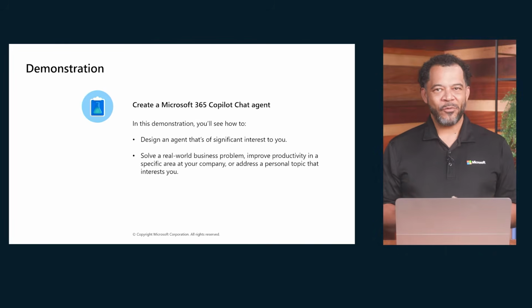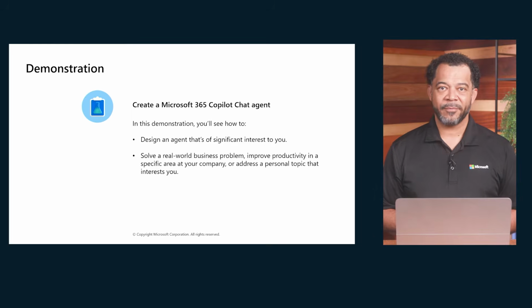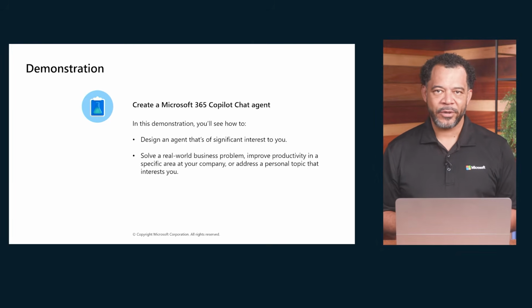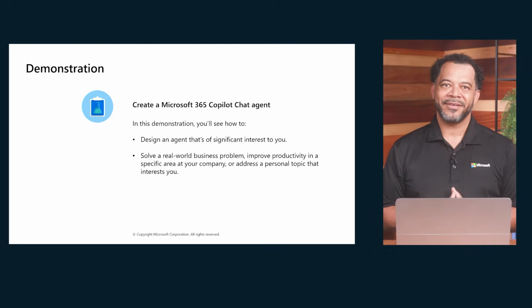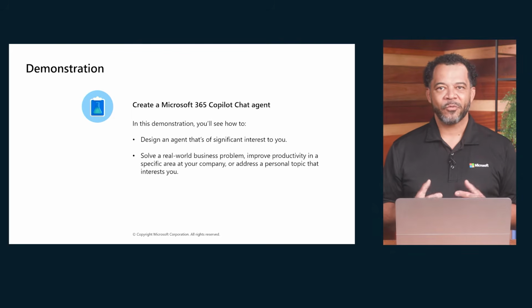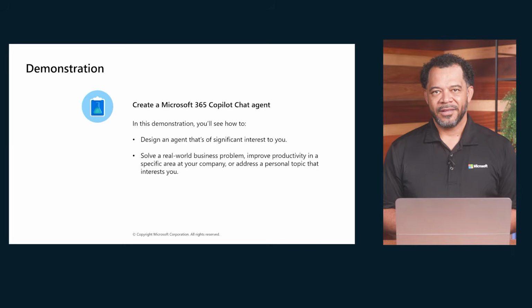To bring everything we've discussed into focus, we're going to walk through a demonstration where you'll design an agent tailored for real-world challenges. Whether it's boosting productivity in your department or solving a personal workflow issue, this is your chance to see how Copilot Chat can turn a business need into a smart, responsive assistant. Let's see what's possible when we build with purpose.